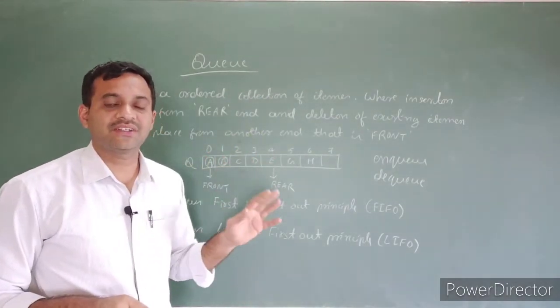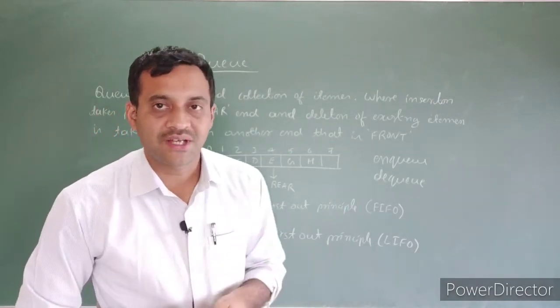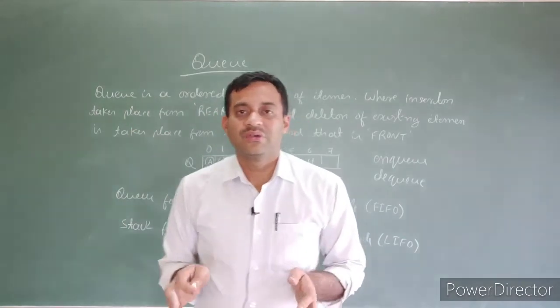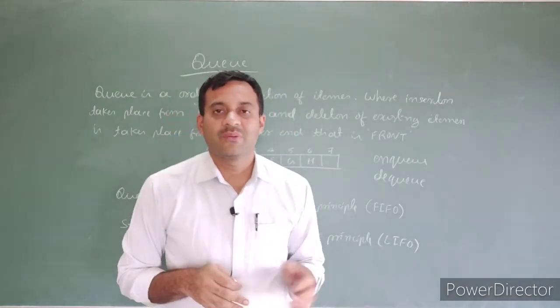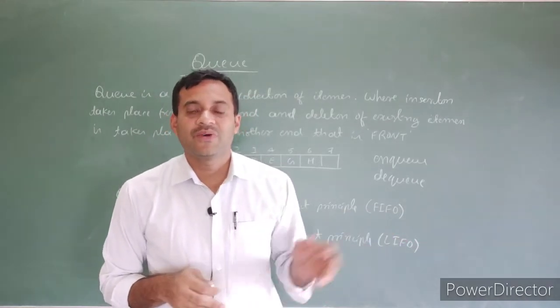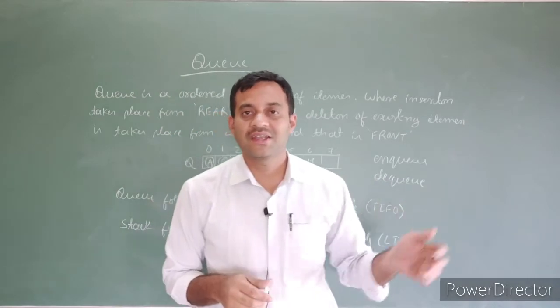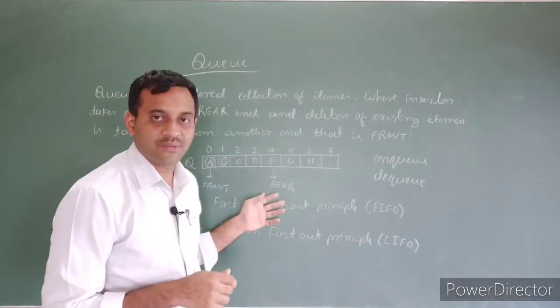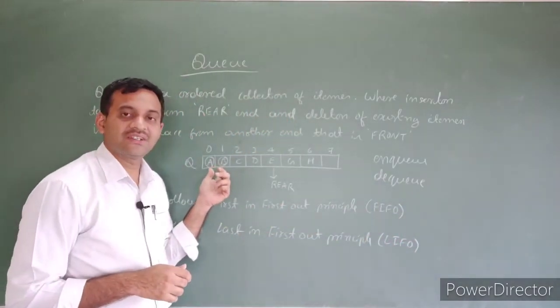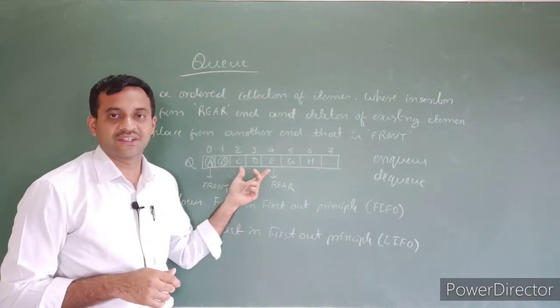So the first element is removed first. Generally we have a lot of examples of a queue. In a general queue, if you wait for a ticket, then there is a queue. In that queue, the first person will get the first ticket, the second person will get the second ticket, like this. Queue is also the same. The first inserted element is deleted first, the second inserted element is deleted second, like this.